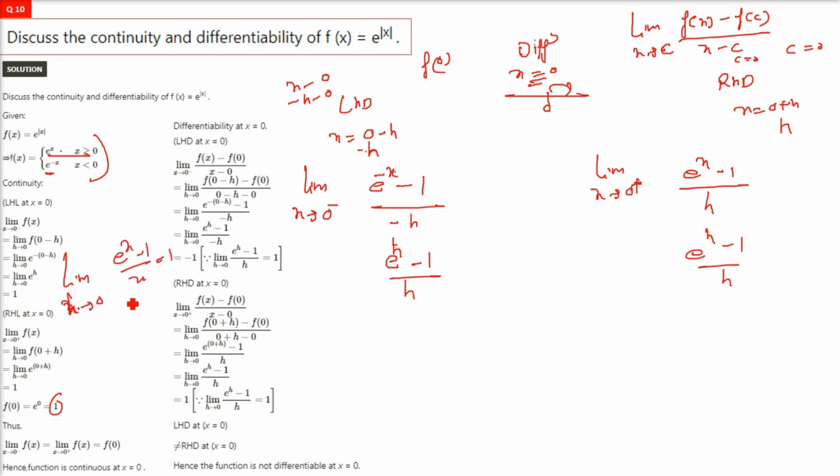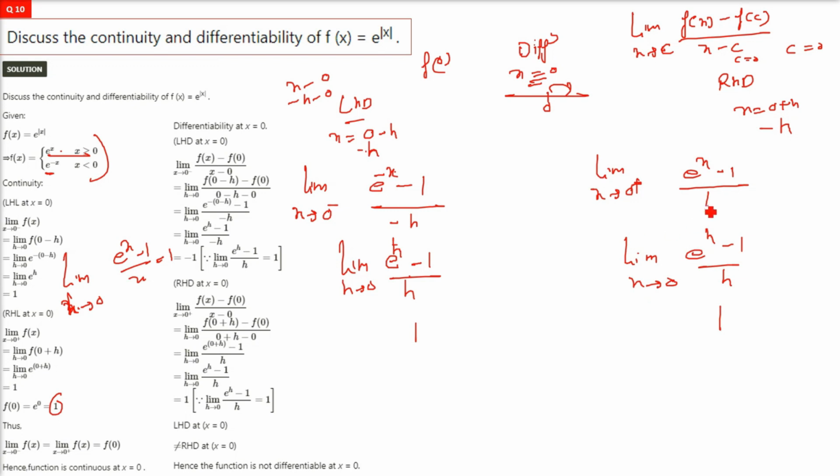(e raised x minus 1) by x, limit x tends to 0 is 1. We already know that. So when you apply this limit, here also we apply the limit. On the left hand we have an extra negative which is in the denominator. So this right hand is of course 1, but the left hand we have a negative also. So let us have a negative here. So the left hand derivative is negative 1, right hand derivative is 1.